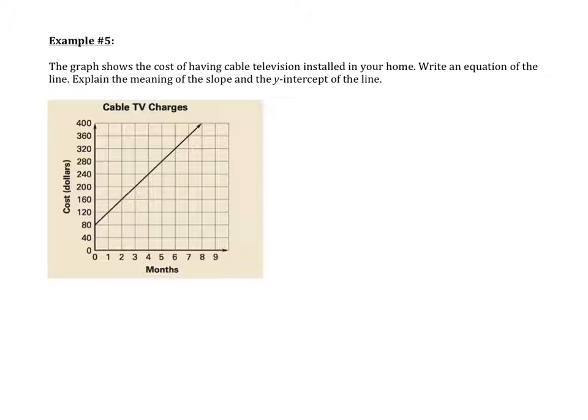Example number 5. The graph shows the cost of having cable television installed in your home. Write an equation of the line. Explain the meaning of the slope and the y-intercept of your line. Just like before, I need to find the m and the b of the line in order to write the equation. So the first thing I'm going to do is pick out 2 points on the graph that I can count out the rise over the run.